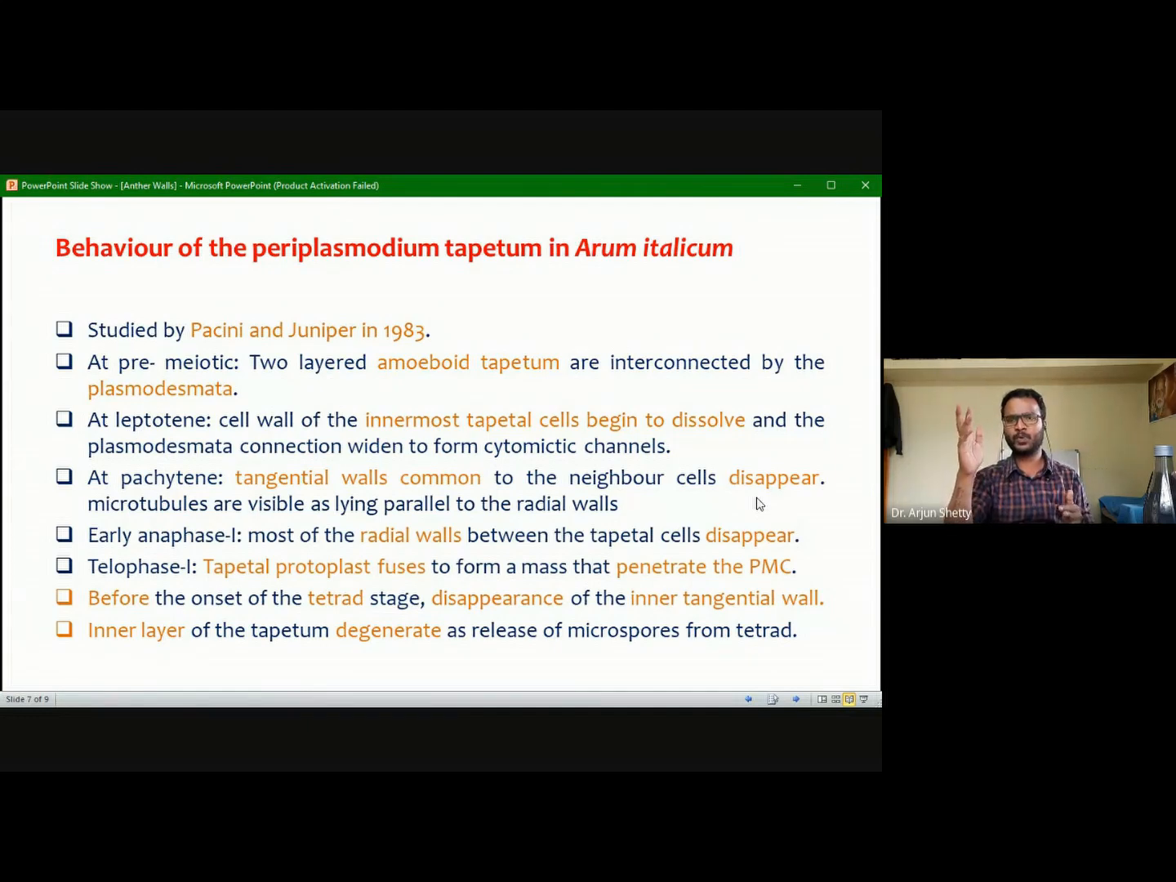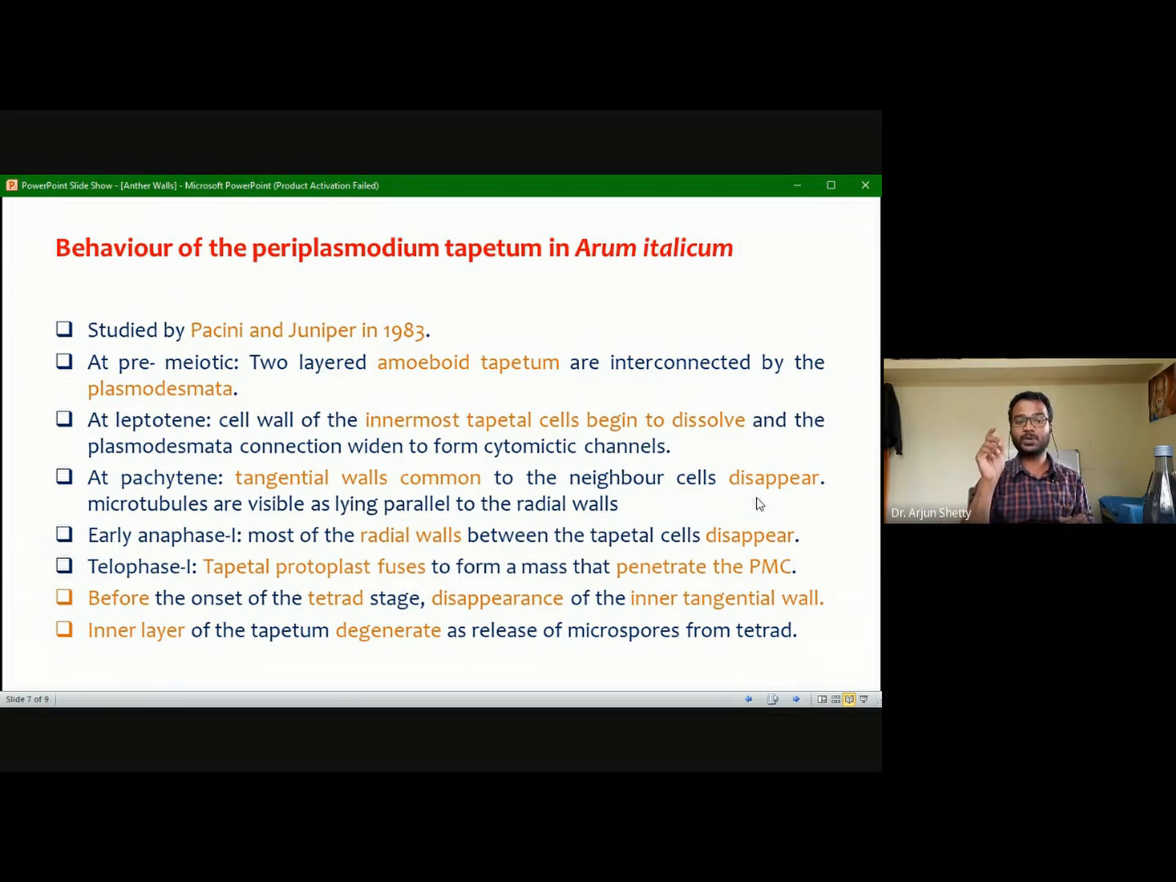And when the spores reach the pachytene stage, we are going to see the tangential walls common to neighboring cells disappear. Tangential walls are the walls which are near to the epidermis. And I hope that Jyoti madam, at the time of explaining wood anatomy, had explained about the tangential wall, radial wall, transverse section, radial longitudinal section, tangential longitudinal section, as well as others. Yes. So the tangential walls neighboring the tapetal cells are going to disappear.